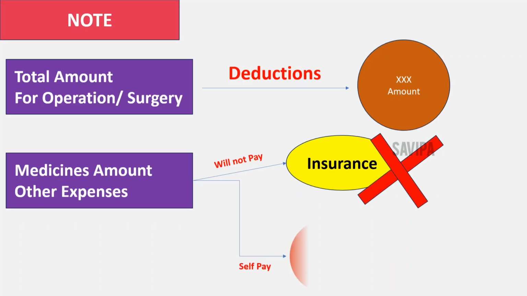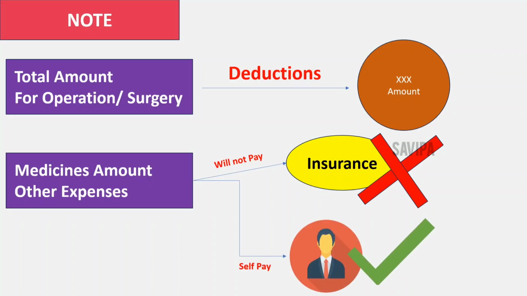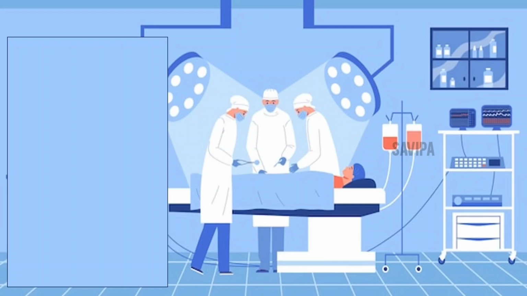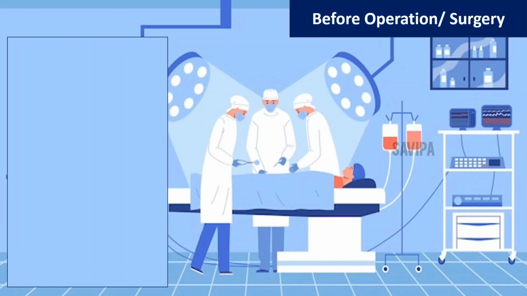Okay, from your hand only you need to give the amount for your medicines and some other expenses, except the operation or surgery. For the operation or surgery, they will deduct only some amount, and the remaining amount they will give you. Okay, so this is overall, right, guys. So before the operation you can go through the cashless option without paying, and whatever amount is deducted, you need to pay. So this is overall about the cashless option, guys.